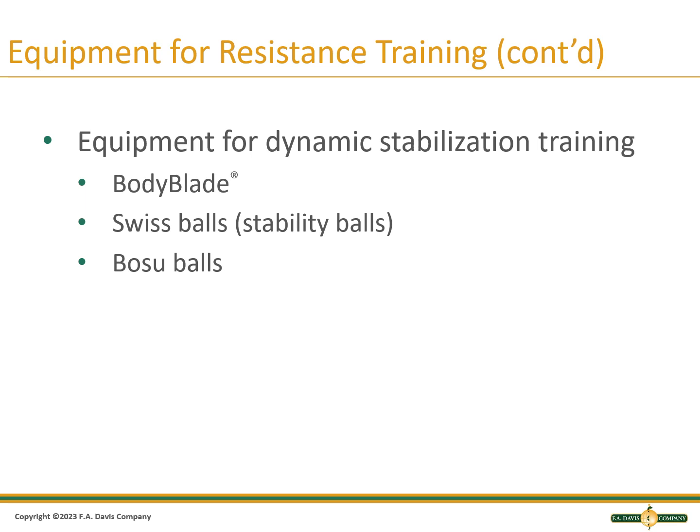Swiss balls or stability balls, again for trunk and lower extremity balance and stability exercises, but changes the stability of the surface so that there is more movement that needs to be controlled against. And Bosu balls are going to be the half ball, half flat surface that we can use for upper or lower extremity activities, and again changes the stability of the surface so that we have to control the body more.